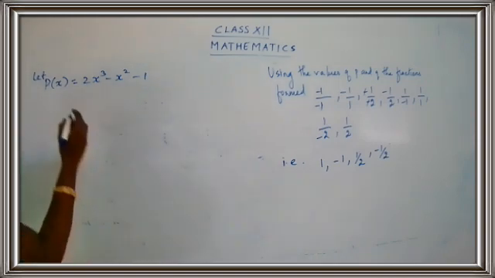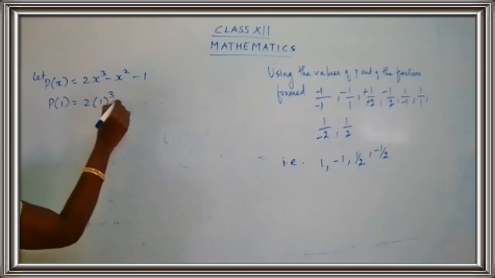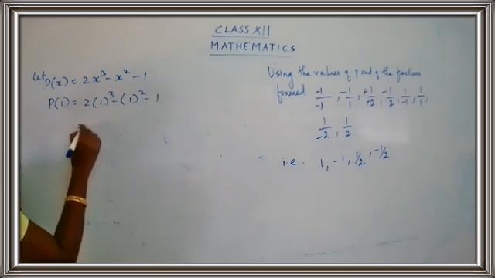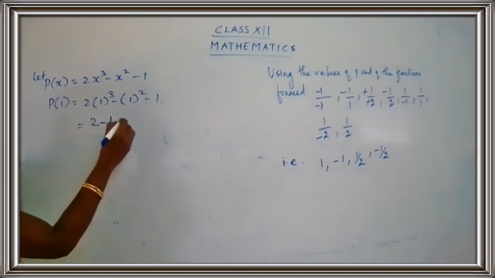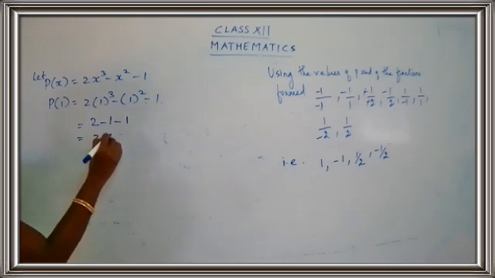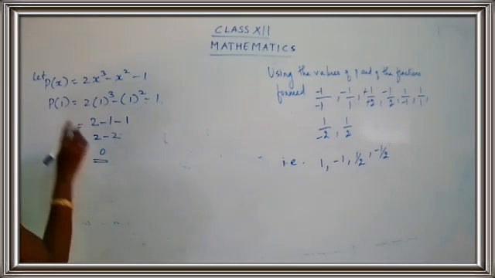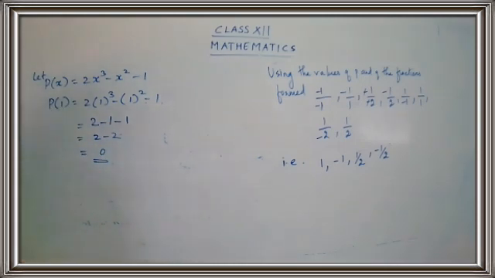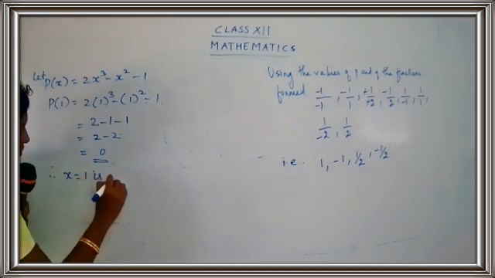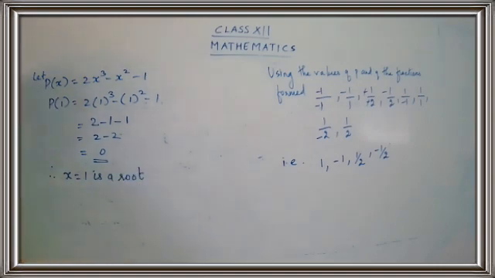So I'll take P of 1 first. P of 1 is 2 times 1 cube minus 1 square minus 1. 2 minus 1 minus 1, 2 minus 2 is 0. So I got P of 1 is equal to 0. Therefore, x is equal to 1 is a root. I found the answer, but still I have to check for some more values also.